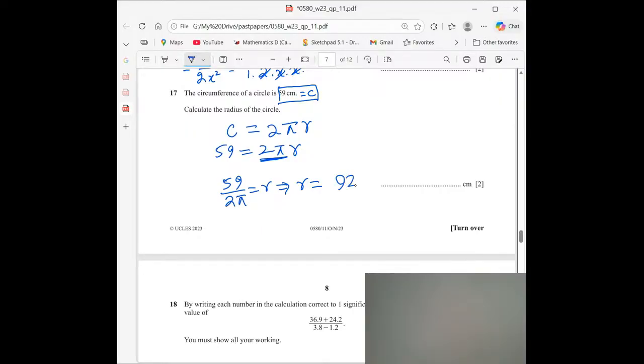So the radius of that circle is 92.67. What is it? I guess this is not calculated well. Let us calculate the value 59 by 2 pi. It will be 9.39. The value here is 9.39. So a circle of 9.39 centimeter radius has circumference 59.